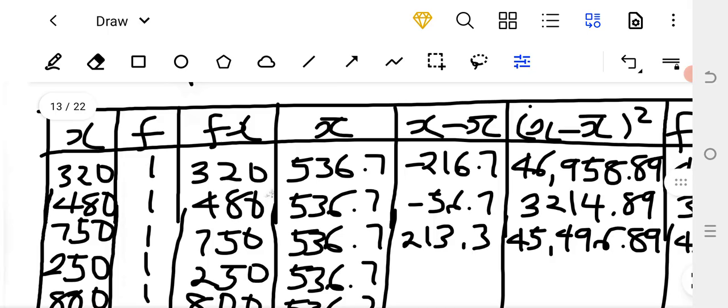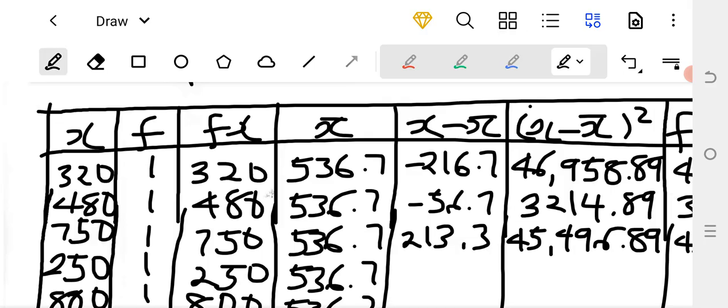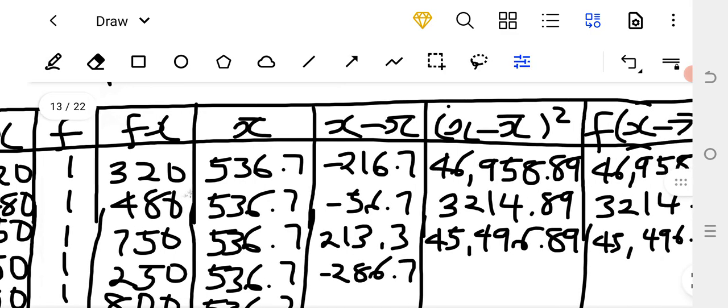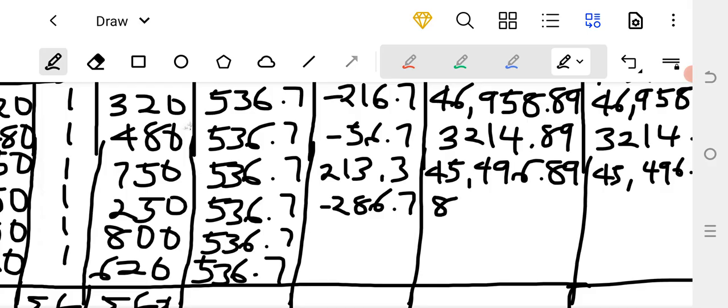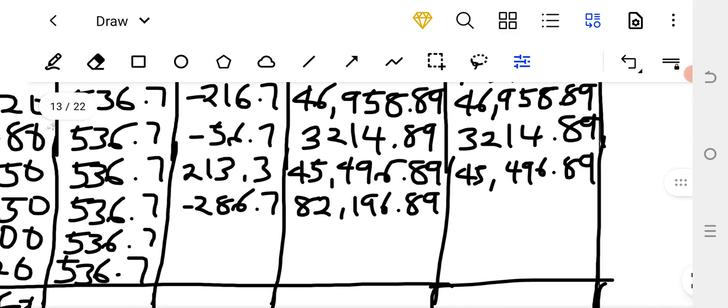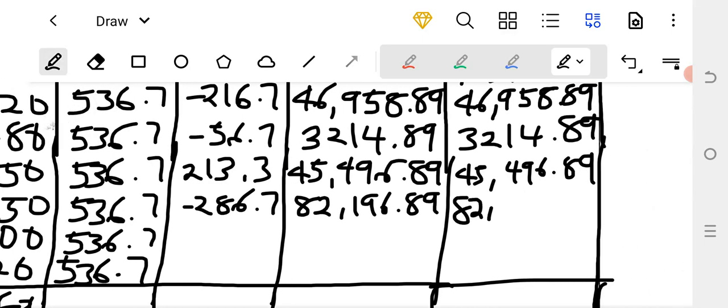And then you're going to say 250 minus 536.7. You're going to have a negative 286.7. You square it, you're going to have a very big number: 82,196.89.